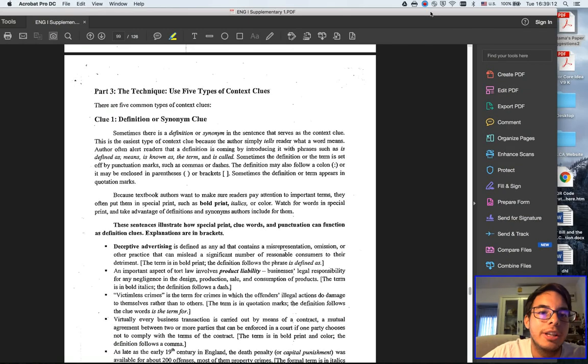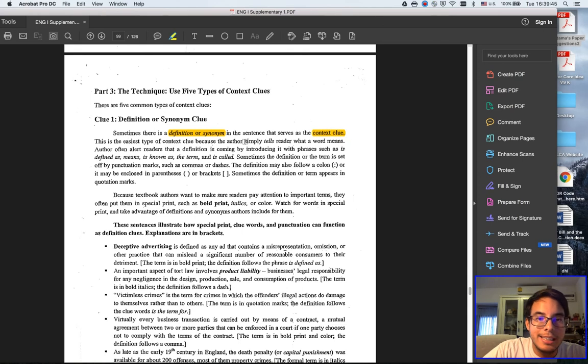So now we're going to go over the use of context clues, which will be very valuable when you are doing your reading context questions or the vocabulary questions that occur at the end of the reading test. So the first clue is definition or synonym clue. Sometimes in a particular sentence in a piece of writing, it explicitly says a definition or synonym, and serves as a context clue within that sentence.